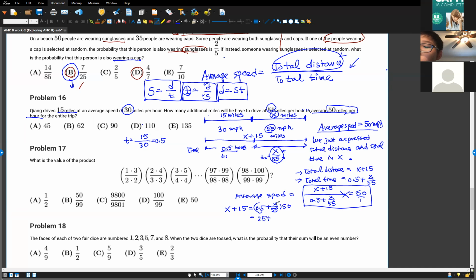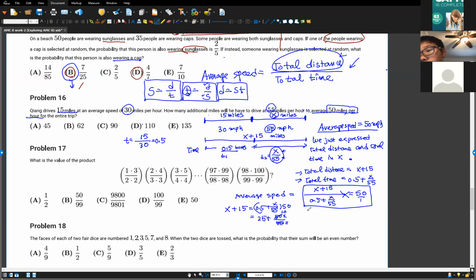50 times x over 55. This is what? 50x over 55, isn't it? Now we can simplify this one, okay? 50 over 55 is what? Divided by 5, that's going to be 10, denominator should be 11, right?